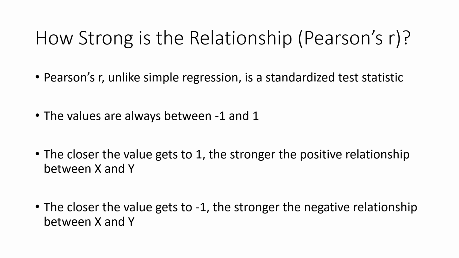So if your beta coefficient or your Pearson's R coefficient is 0.3, right, that would indicate a weaker relationship than if it were, say, 0.7. Similarly, on the negative side, if you had a Pearson's R coefficient of -0.2, that would be a weaker coefficient than if it were -0.8. So the closer you get to 1 and -1, the stronger your relationship, which is why if you're interested in looking at the strength of the relationship, Pearson's R is a better method than simple regression.